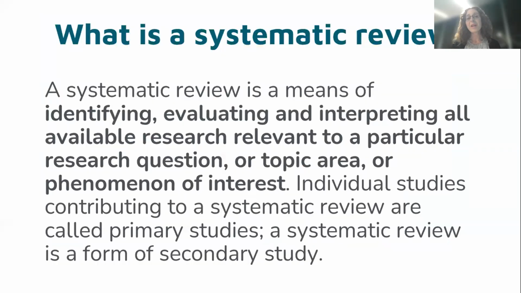Okay, so that video there just went through the steps of a systematic review, giving you an overview of the process. So what is a systematic review? Well, it's a means of identifying, evaluating, and interpreting all the available research relevant to a particular research question or a topic area or a phenomenon of interest. So the individual studies that contribute to the systematic review are called primary studies, and the systematic review itself is a form of secondary study.